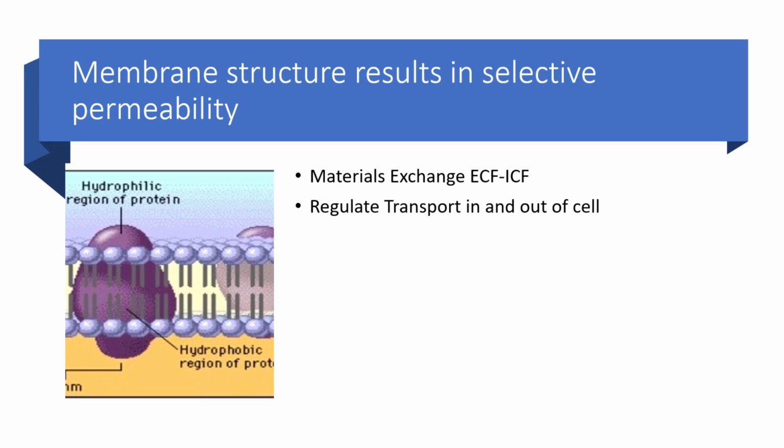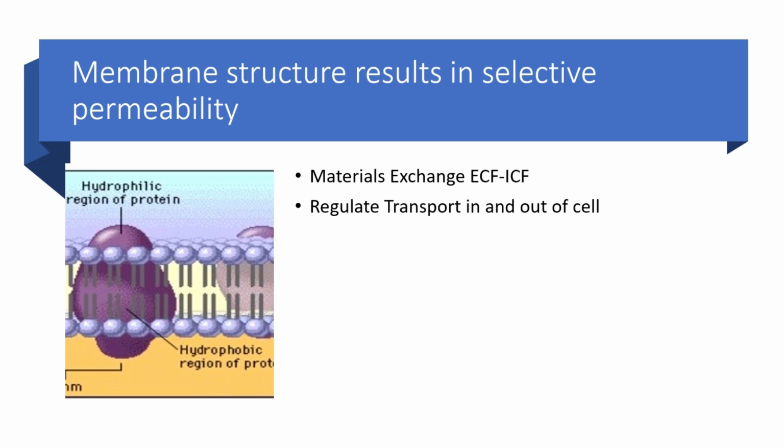Now, a cell has to exchange materials with its surroundings, right? And this process, as you can imagine, ends up being controlled by the plasma membrane. We said that very early on. The cell has to be able to exchange materials with its environment, and the plasma membrane's job is that. In doing so, we see that the plasma membrane is selectively permeable.